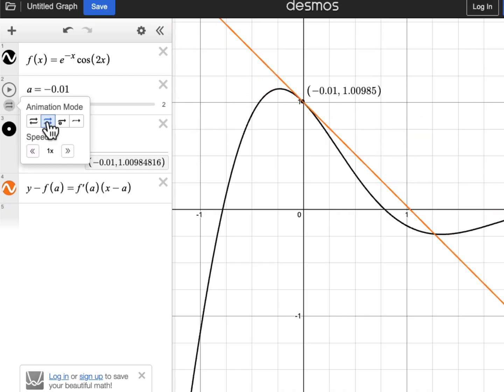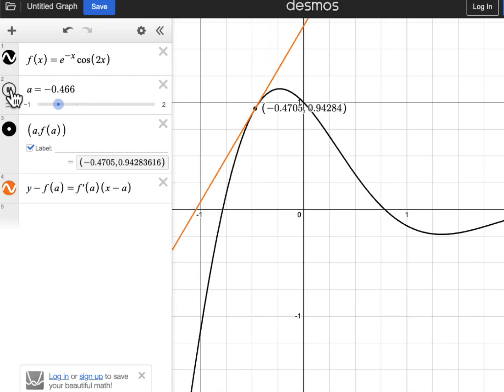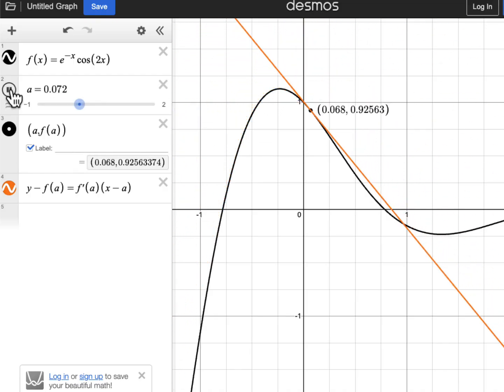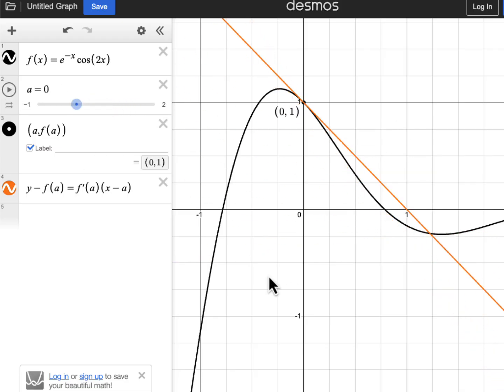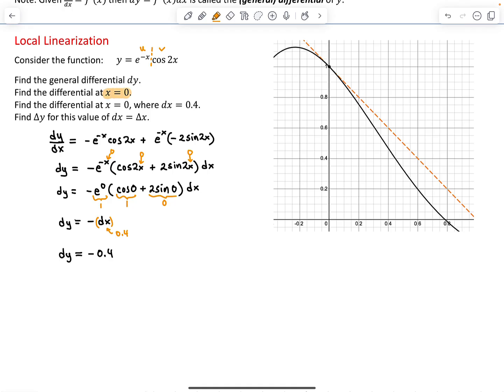Animation mode, play forward only, slow down the pace of drawing and hit play, and you can see the tangent line changing as the point moves along the curve. But let's move a back to 0 so that we have the image that we're using in this problem. We're considering the location x equals 0, so the point of tangency is being drawn at this point, which coordinates are 0, 1.